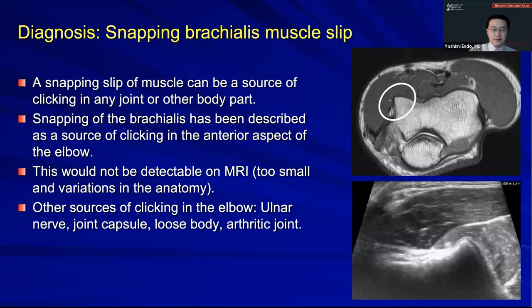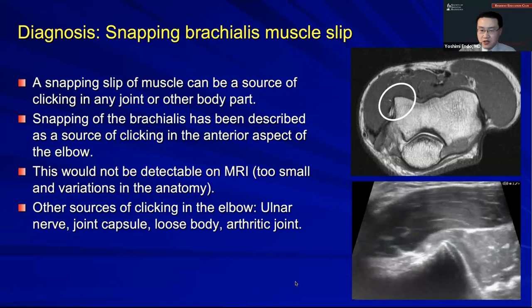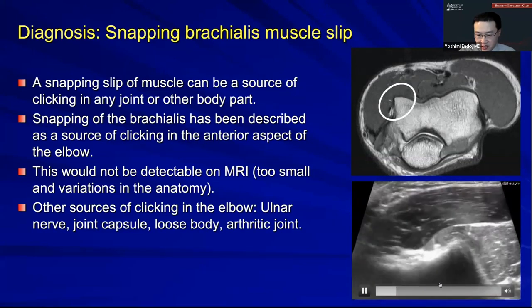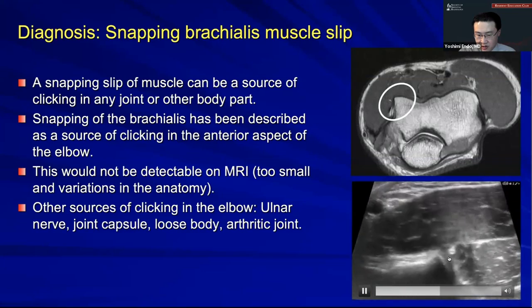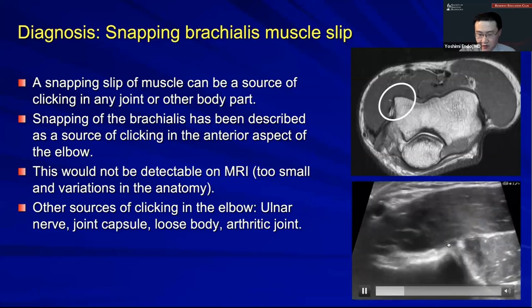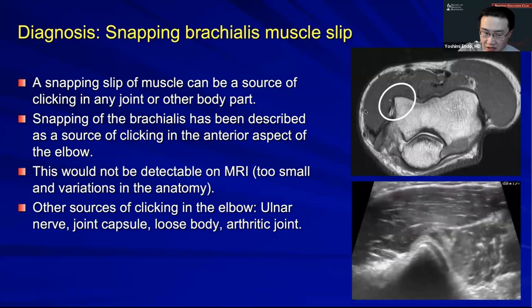Okay, so the diagnosis in this case is a snapping brachialis muscle. This is the medial epicondyle of the distal humerus, and that corresponds to this part. You can see there's this piece of muscle that's snapping back and forth. You can't really see exactly where it is, but it's going to be this little thing here.